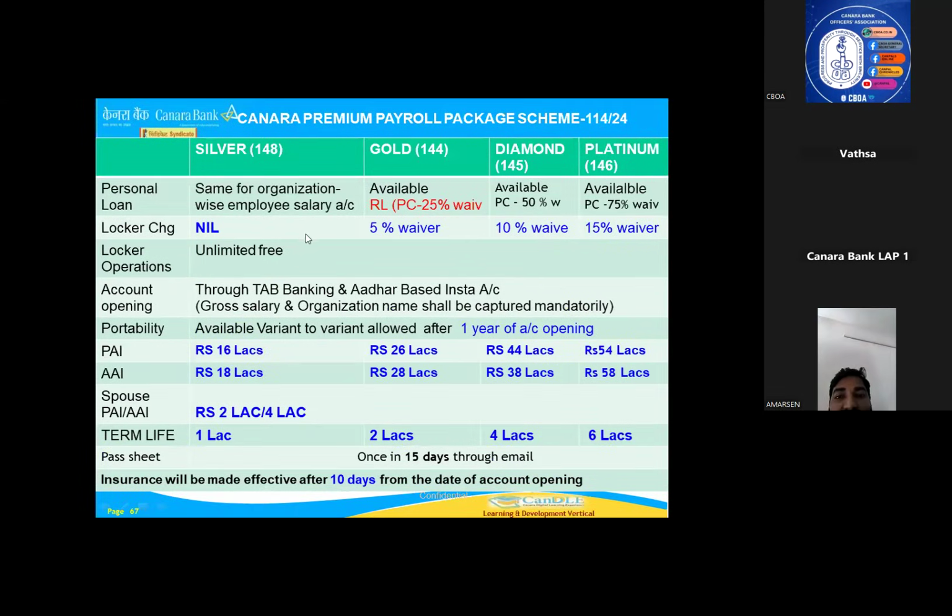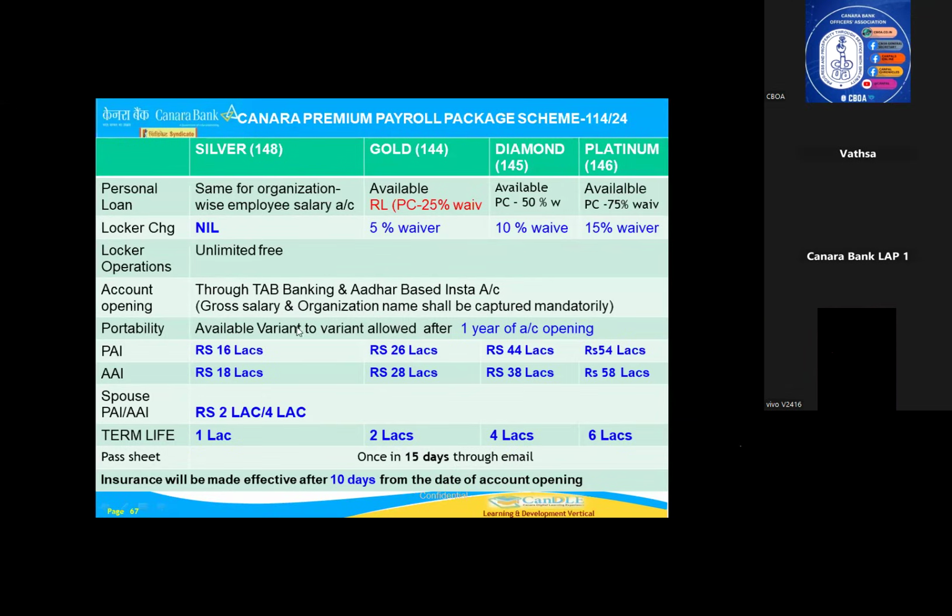Then personal loan, yes, it is available only for the second, third and fourth category. The processing charges concession is there, 25%, 50% and 75%. Locker charges, first variant, there is no waiver. Second category, 5%. Third category, it is 10%. Fourth category, it is 15%. Locker operations unlimited. Account can be opened through tab or Aadhaar based, and in any branch.